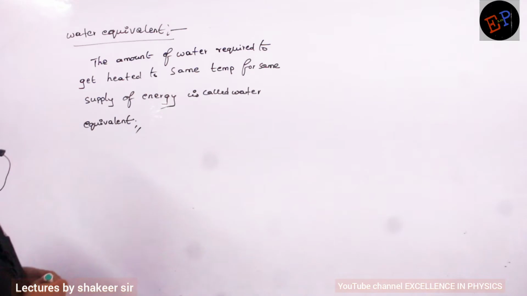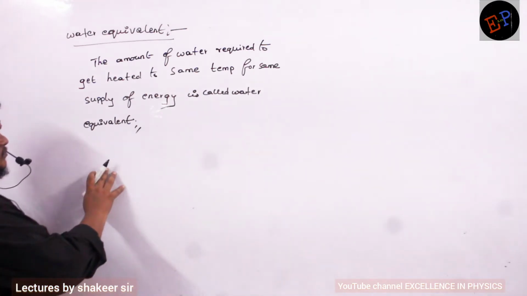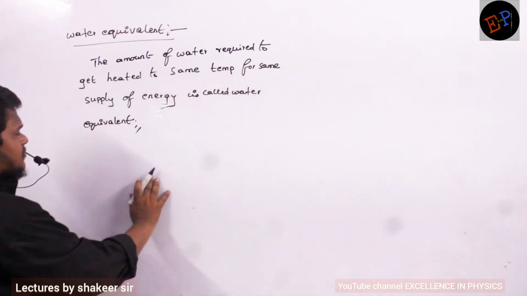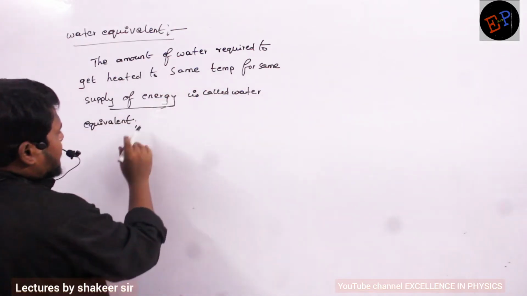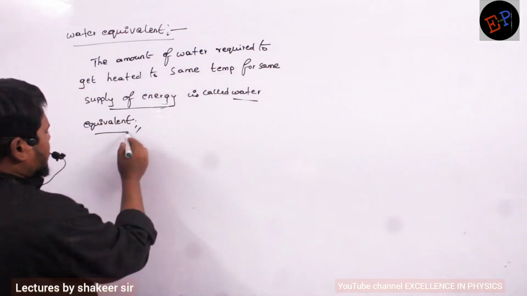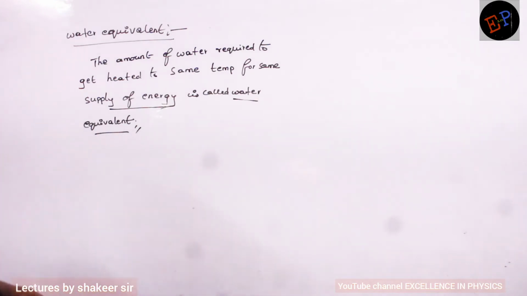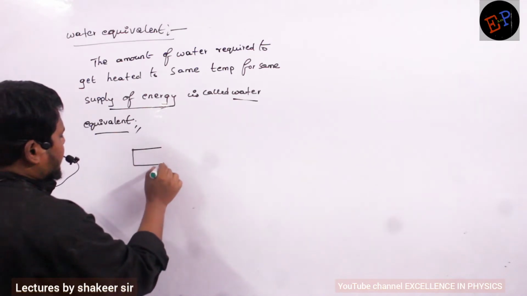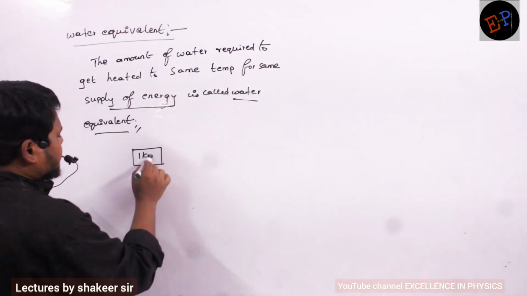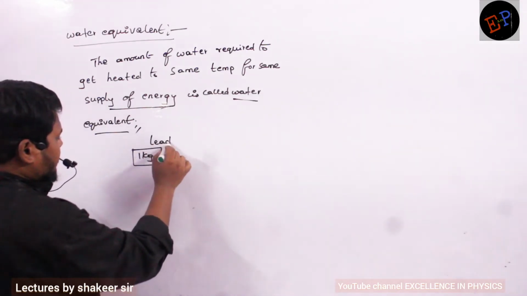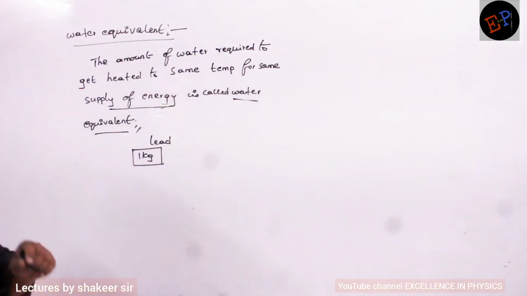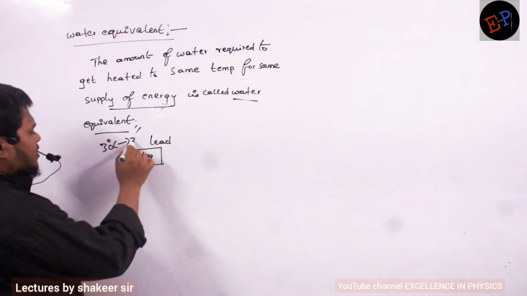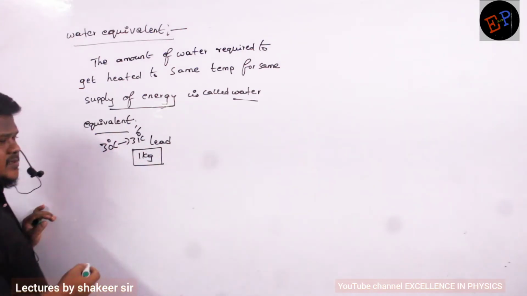See, the amount of water required to get heated up to the same temperature for the same supply of heat energy is called water equivalent. Let us try to understand by taking an example. For example, if I take 1 kg lead, what is the metal I am taking? 1 kg lead I am taking. So I want to raise its temperature from 30 degrees to 31 degrees Celsius.